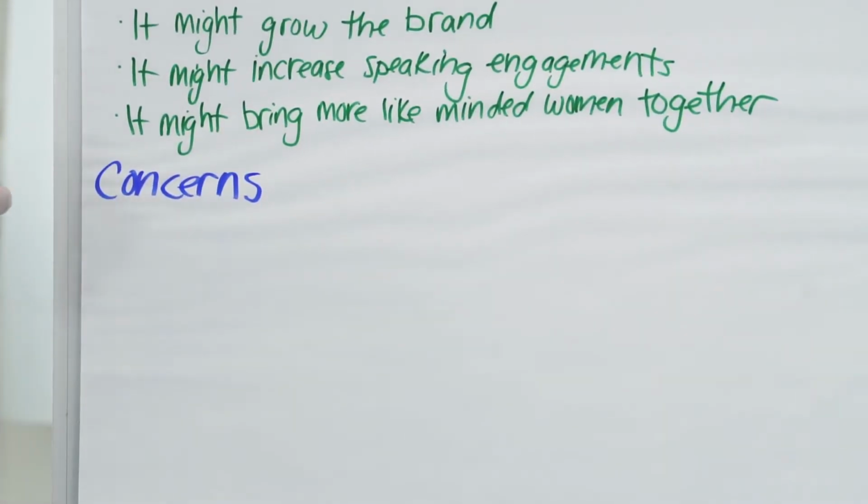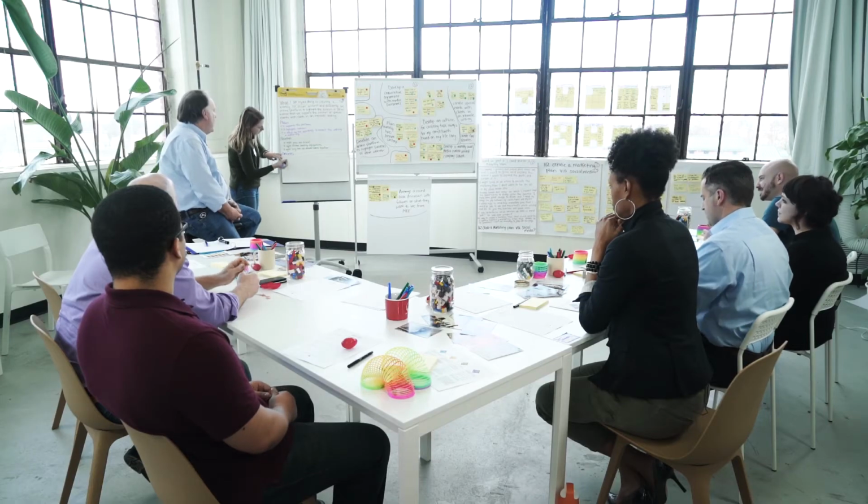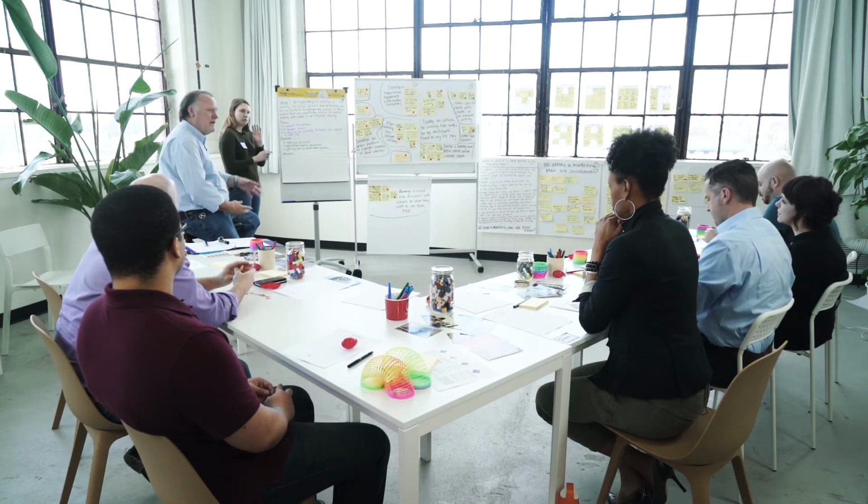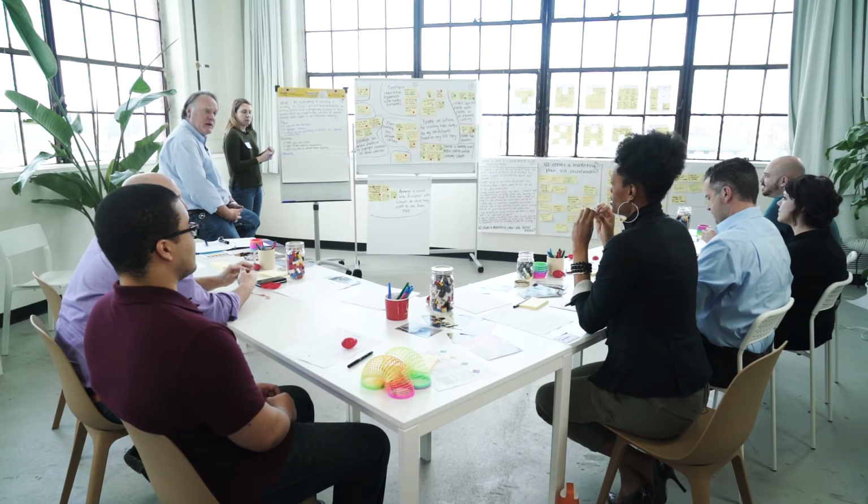So what concerns do you have about this idea? And eventually we're going to phrase these concerns beginning with a statement starter like how to. So what are the downsides, the limitations, the minuses of this idea? What concerns do you have about your idea? And we can talk about it first and then phrase it.